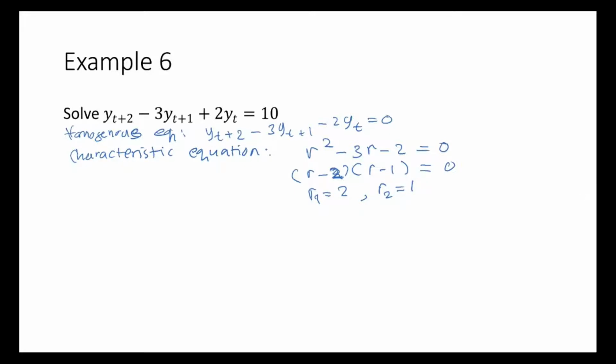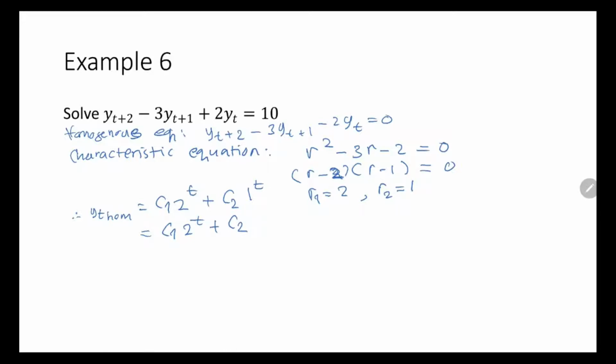So the homogeneous solution is equal to c1 times 2 to the power of t plus c2 times 1 to the power of t. Since 1 to the power of t is 1, this is basically just c1 2 to the power of t plus c2.